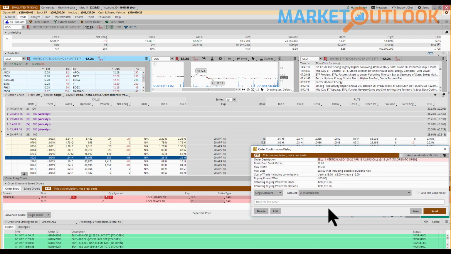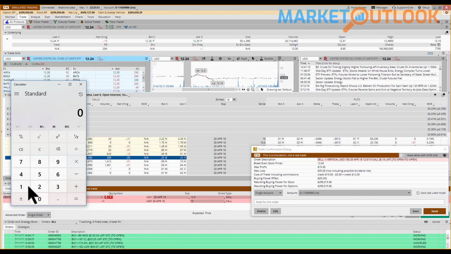I'm going to click confirm and send once. And you can see that we're basically going to take in a profit of $15. We have the potential to lose 35. And if we do the math there, so we take $15, and again, this is just one contract. Feel free to adjust the contracts for your position sizing however you want.